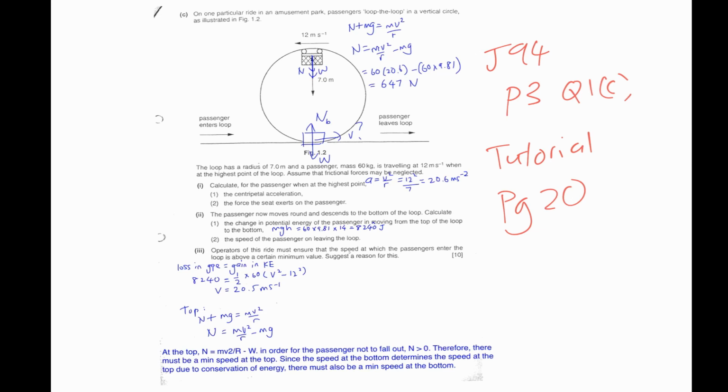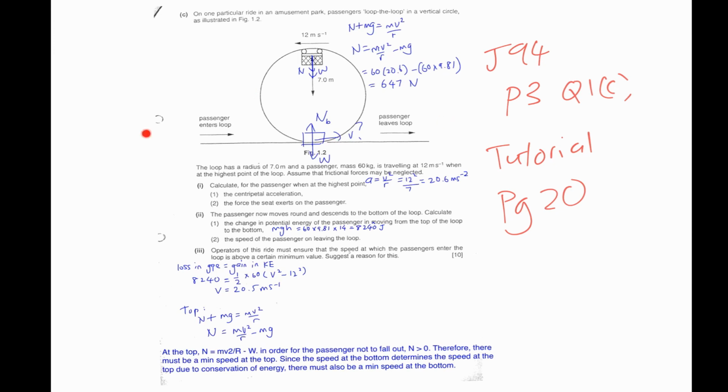So, part 3. Operators of the ride must ensure that the speed at which the passengers enter the loop is above a certain minimum value. Suggest a reason for this. So what they're saying is, if you are sitting in this roller coaster, usually before you enter the loop to go upside down, right, they bring you from a very high place, you fall down very quickly, then you enter the loop very fast, right? Then only you will come out.